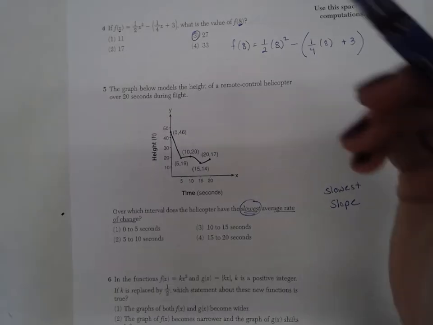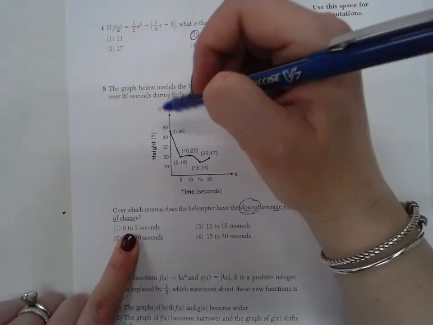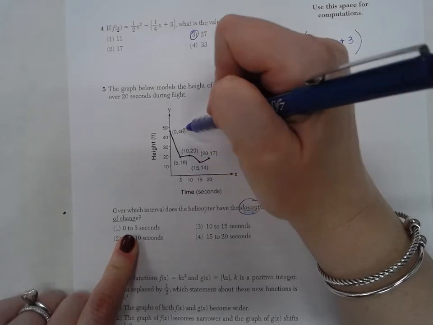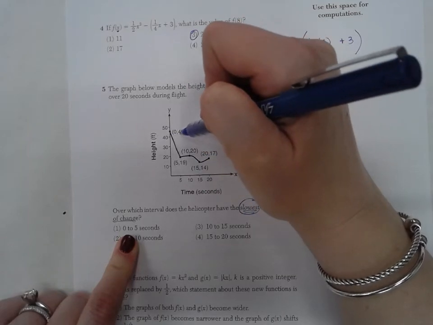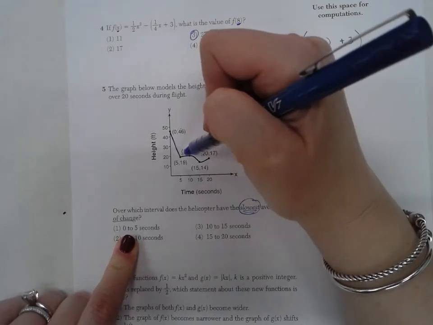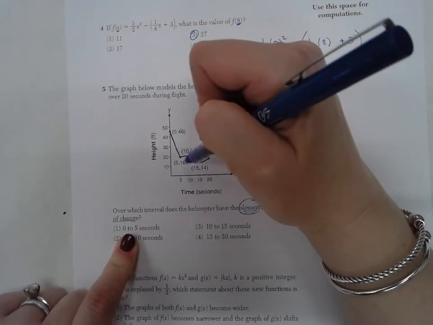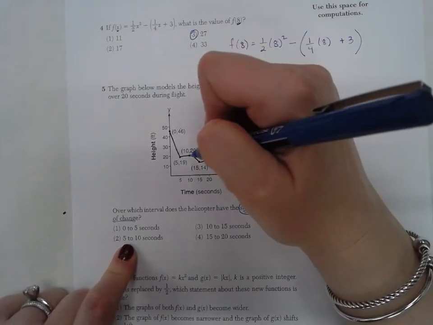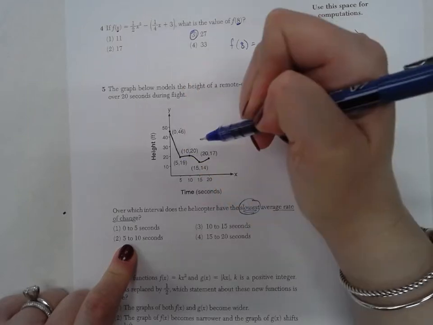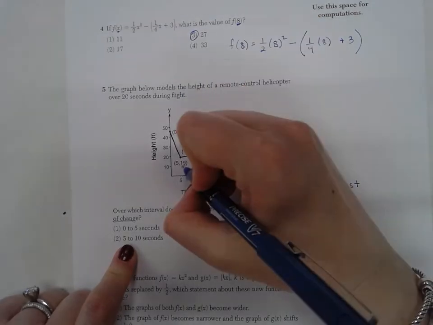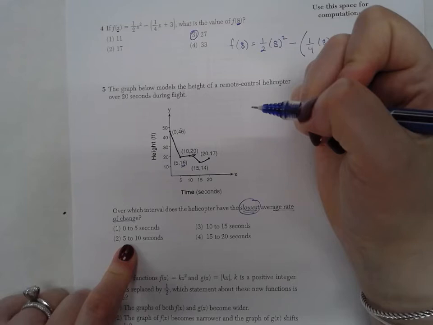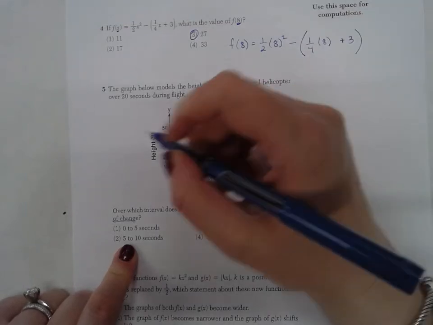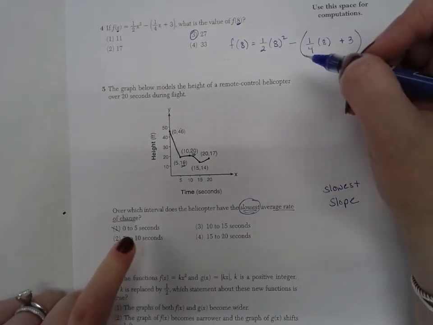So let's see. From 0 to 5 seconds, look what happens. My helicopter went from a height of 46 to 19. So in 5 seconds, it dropped a lot. I'm not sure, so let's compare these. What about from 5 to 10 seconds? My helicopter only went up by 1 foot, from 19 to 20. That's pretty slow. That's a much slower rate than the first one, so I'm going to get rid of the first one and keep this for now.